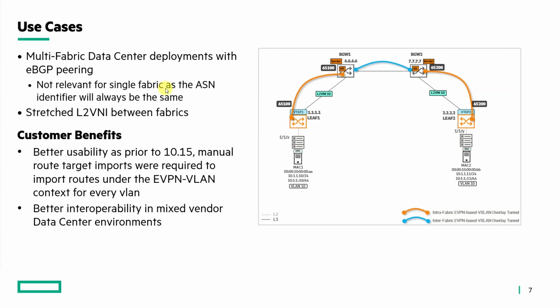So for use cases, the features are relevant with multi-fabric data center deployments with eBGP peering, as we can see an example here. With a single AS, the replace RT ASN feature isn't used, as there's really no need to rewrite the ASN because it stays the same as it would cross the fabric. And it supports stretched L2 VNI between fabrics and no support for L3 VNI. And so customer benefits we've kind of already talked about.